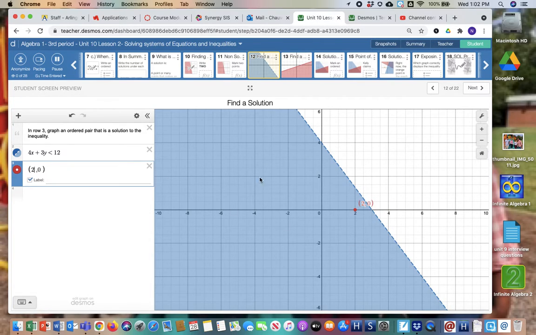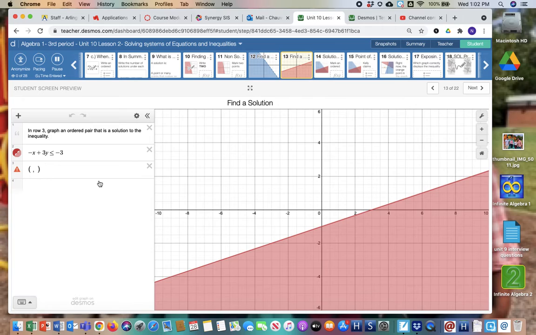So you can check any of these. If it's in the shaded region, it is a solution. If it's on a dotted line, it is not a solution. If it's on a solid line, it is a solution. If it's in the non-shaded region, it is not a solution. Right? So what about here?